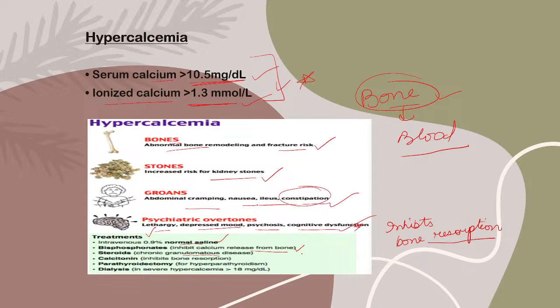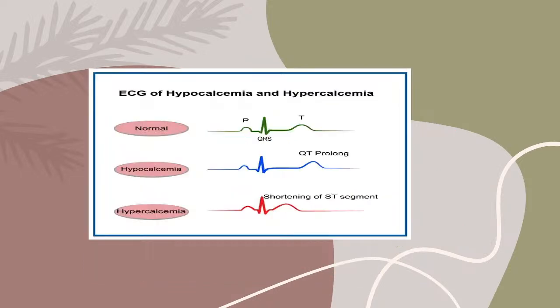Then if we talk about parathyroidectomy, we may take the patient for parathyroidectomy in case the patient is having hyperparathyroidism, because in that case the patient will have excess of calcium in blood. At that time we have no other option than parathyroidectomy. Then dialysis in severe hypercalcemia, like more than 18 milligram per deciliter. In those cases we need to send the patient for dialysis.